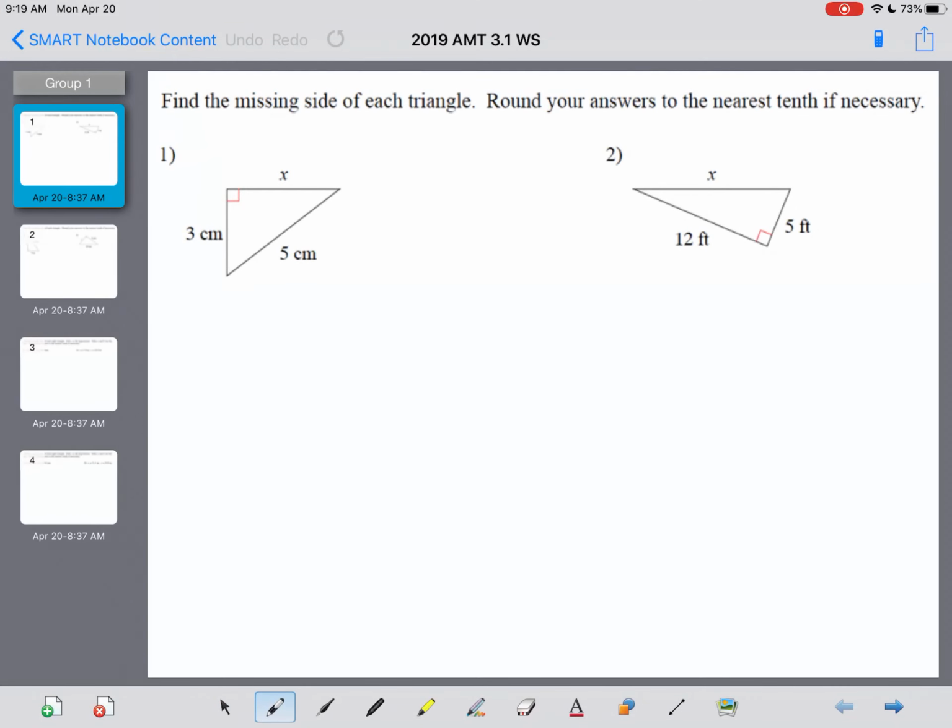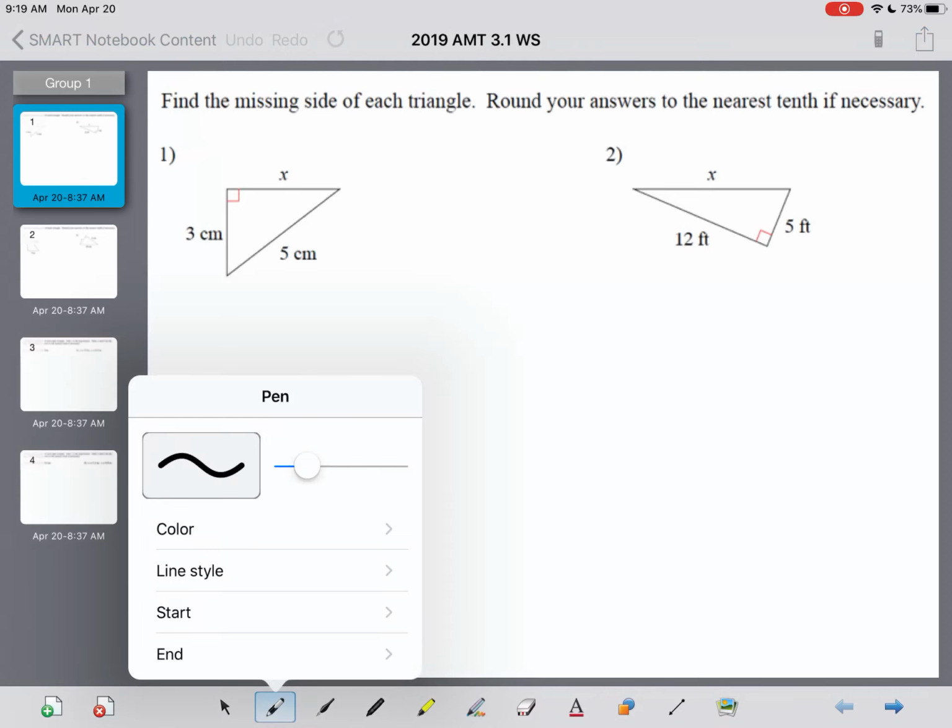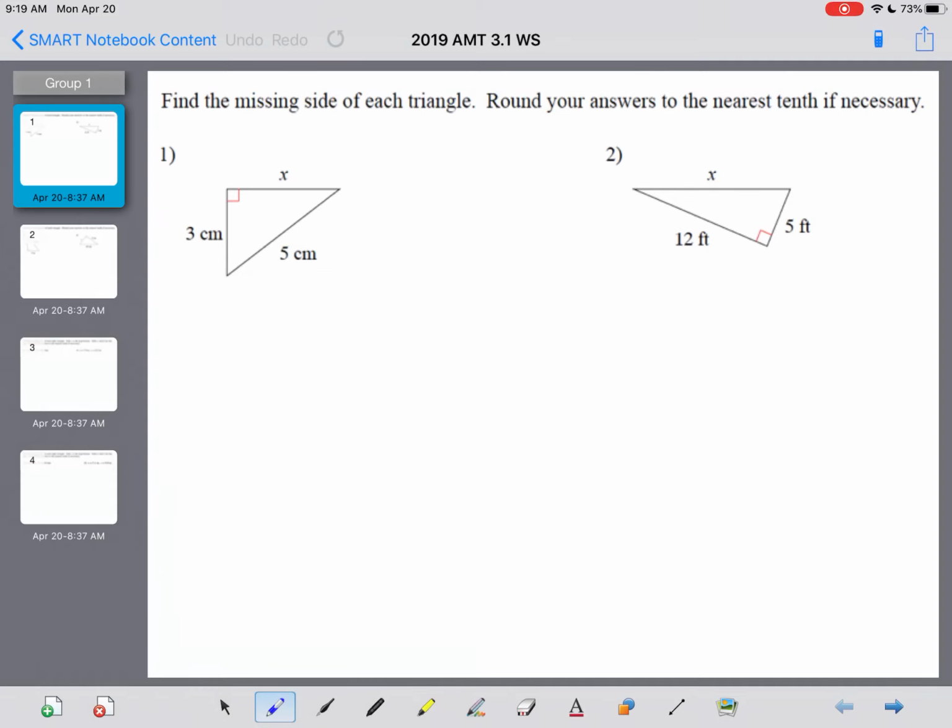Hello. We're going through the 3-1 worksheet dealing with the Pythagorean theorem. And again, first of all, we have to make sure our triangle is a right triangle, which it is. So now I can say that a squared, one leg squared, plus the other leg squared, b squared, equals hypotenuse c. I have 3 for one leg, x for the other leg, and 5 for the hypotenuse.